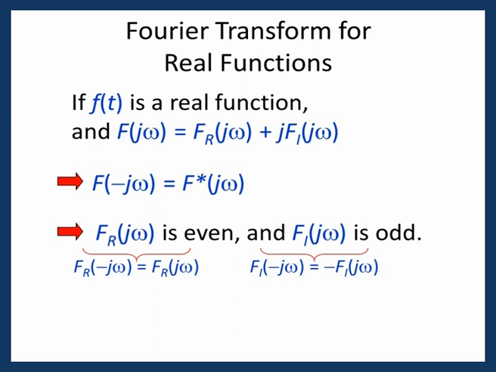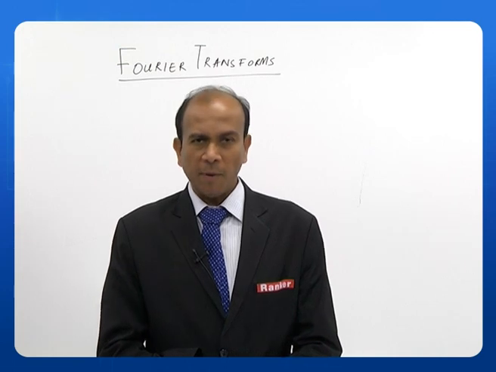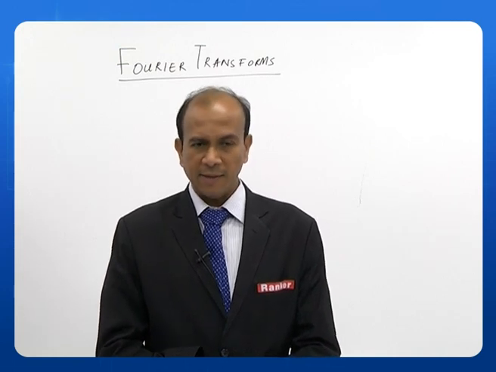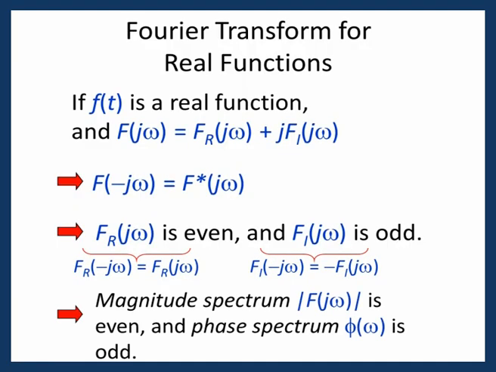So, there is a very important point which we are making in this slide, that is, the magnitude spectrum of a real function f of t in its frequency domain, that is |F of jω|, is even, whereas the phase spectrum phi of ω is an odd function. So, we have to remember this. This is a very important point which has to be remembered. So, I repeat this: the magnitude spectrum |F of jω| is even and the phase spectrum phi of ω is odd.